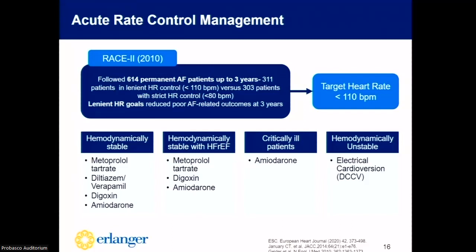The guidelines also break down your further heart rate management into 4 more distinct groups. For our hemodynamically stable group, the guidelines say that metoprolol tartrate, diltiazem, verapamil, digoxin, and amiodarone are options. For patients that have HFrEF but are hemodynamically stable, the guidelines say metoprolol tartrate, followed by digoxin and amiodarone. For critically ill patients, they recommend amiodarone as a potential option. And then for hemodynamically unstable patients, they recommend electric cardioversion.